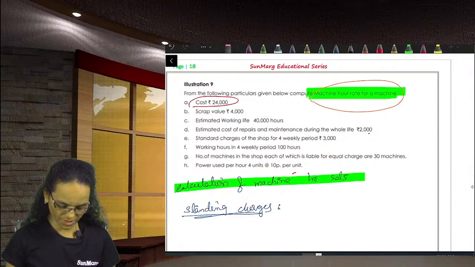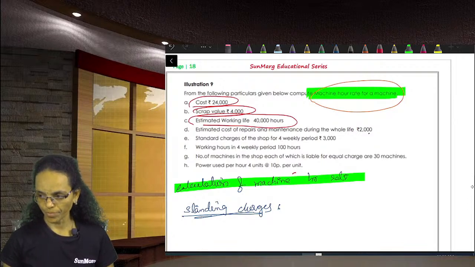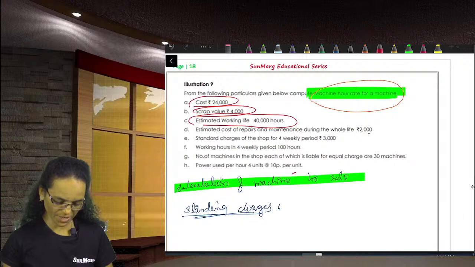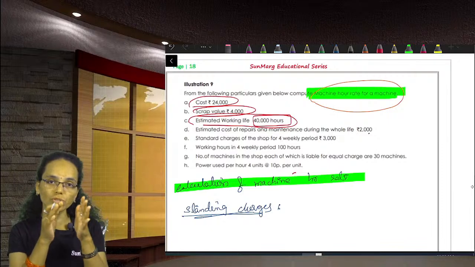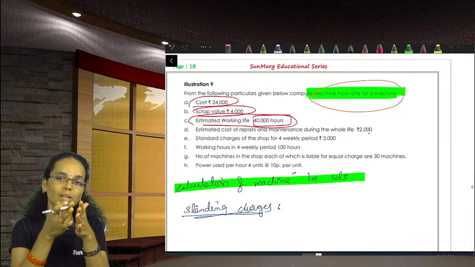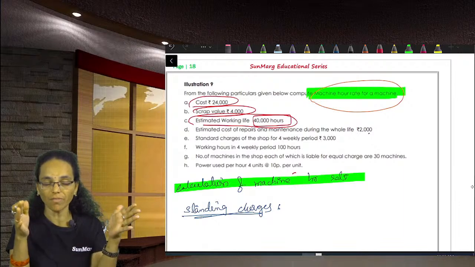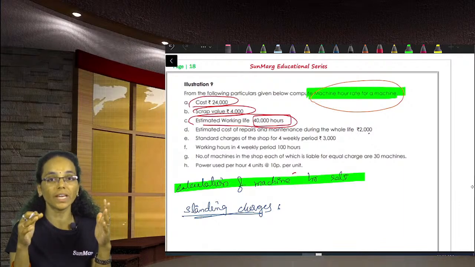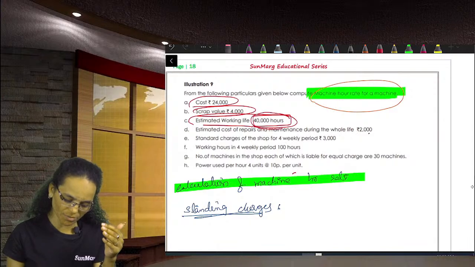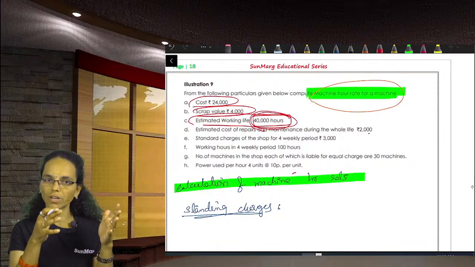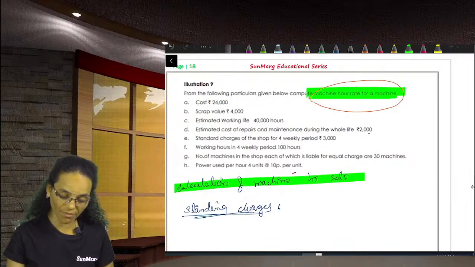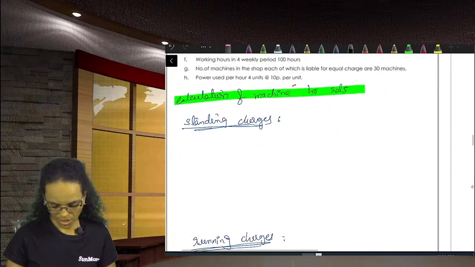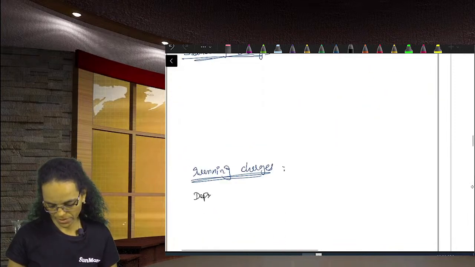Cost of the machine is given, scrap value is given, estimated life in hours given. See, estimated life in hours given in the sense the machine can be used for a particular number of hours only, not for a number of years. If it is given in terms of the number of years, then you need to assume that depreciation is a fixed cost. But here it is given in terms of the number of hours. If you use more hours in a particular year, depreciation will be more. So I can say depreciation element is variable in this context. So running charge, depreciation.